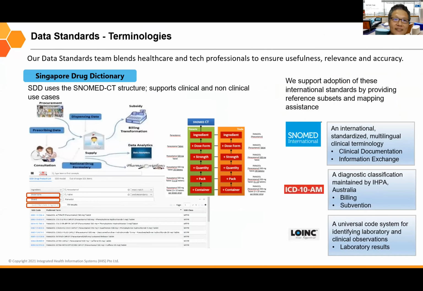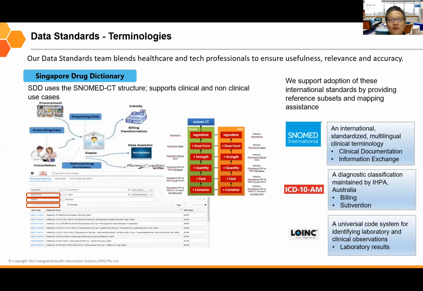Let me talk about standards. I mentioned this earlier, our data standards team. Let me give everyone a taste of why I say we need the healthcare professionals. We developed this Singapore drug dictionary, which is a set of codes that we use to refer to drugs in all our systems. Just to give you a taste of the complexity.